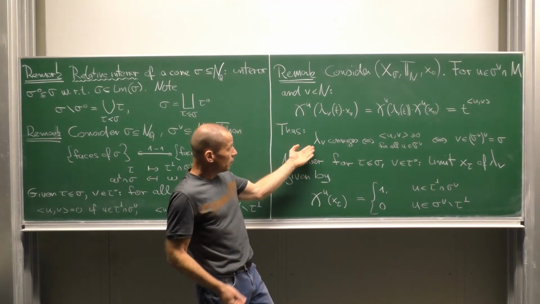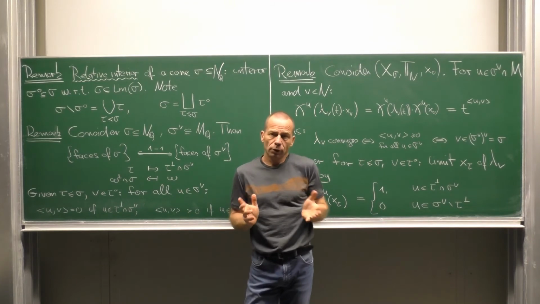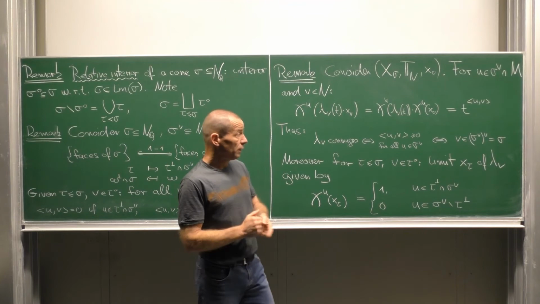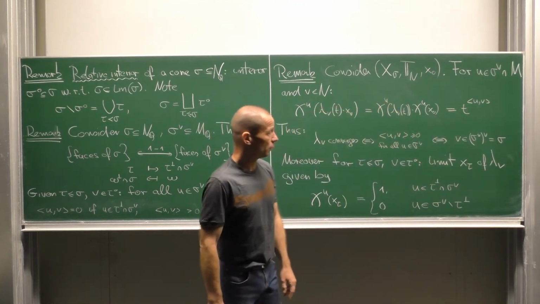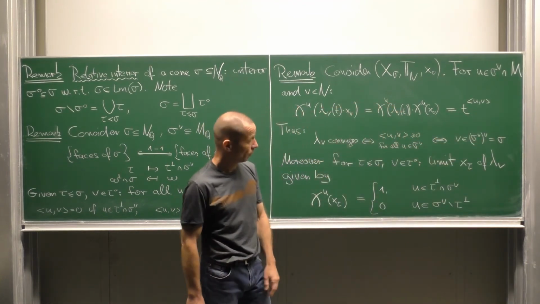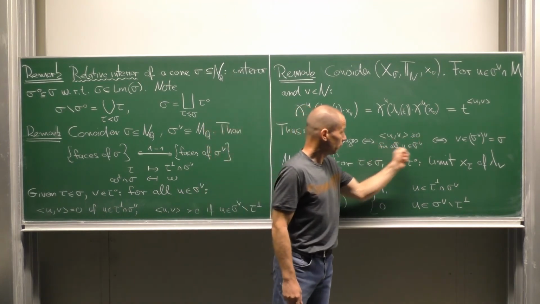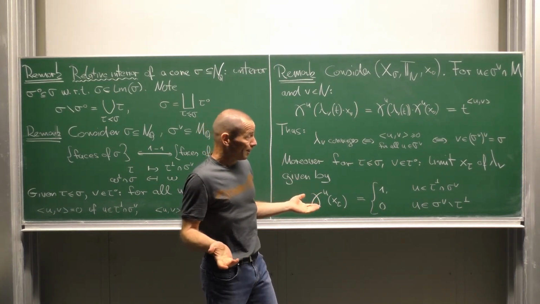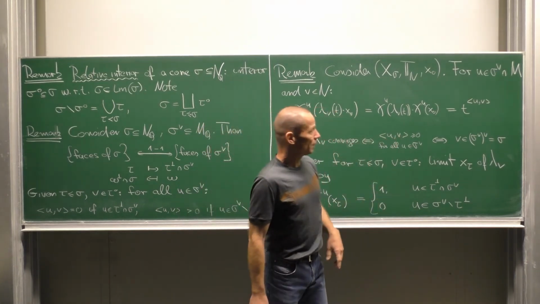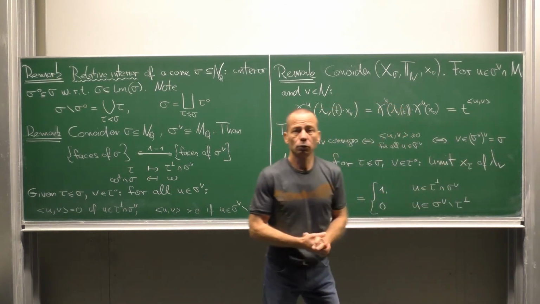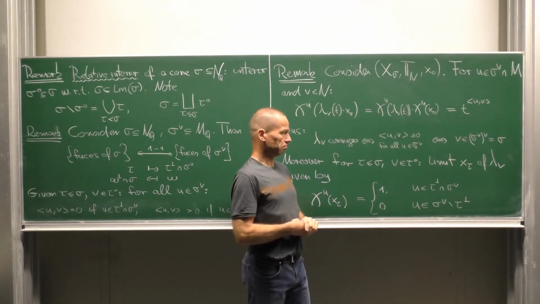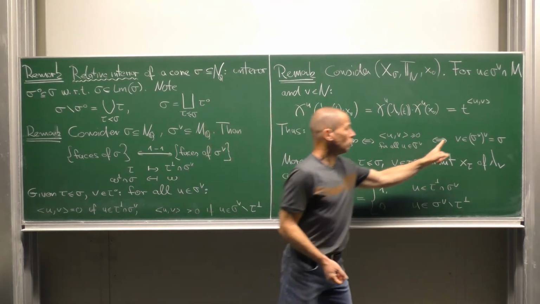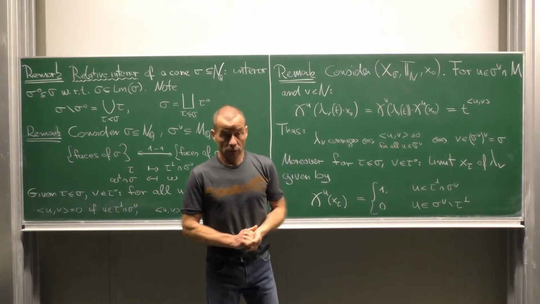So, in order that a one-parameter subgroup lambda v converges, we need that all these exponents are non-negative. So the bracket u, v is greater or equal to 0 for all u from the dual cone. That means that our v stems from the dual of the dual cone sigma dual. This is again sigma. So lambda v converges if and only if our v comes from the cone sigma.